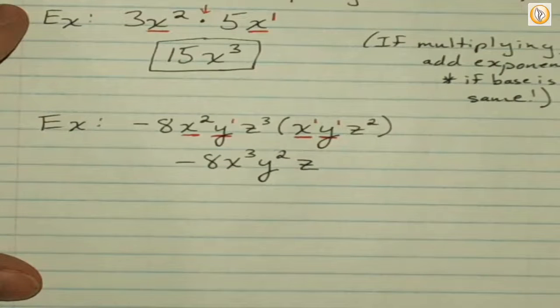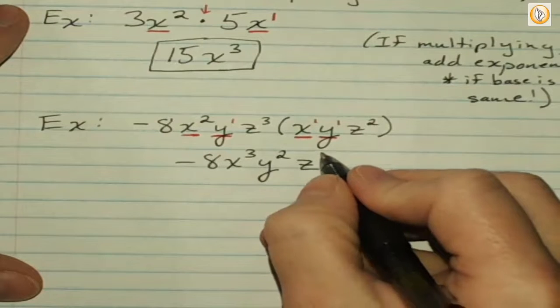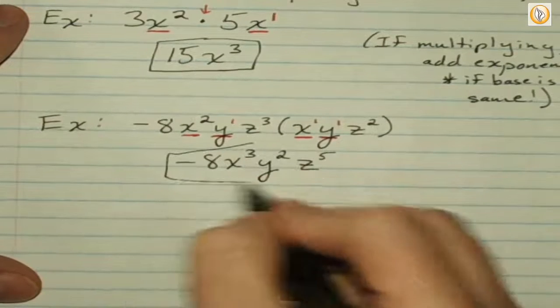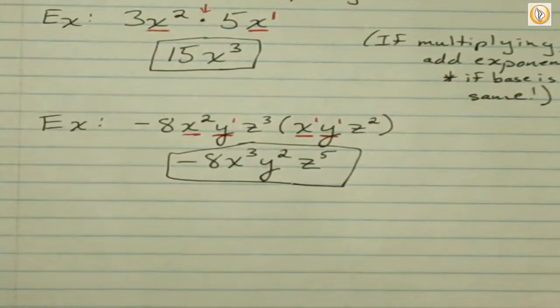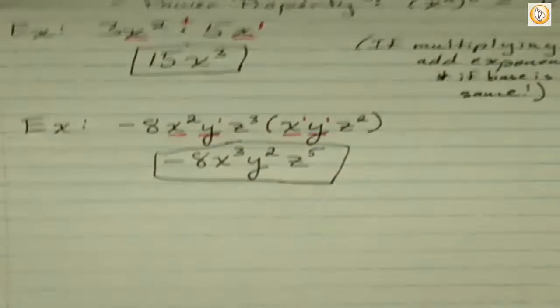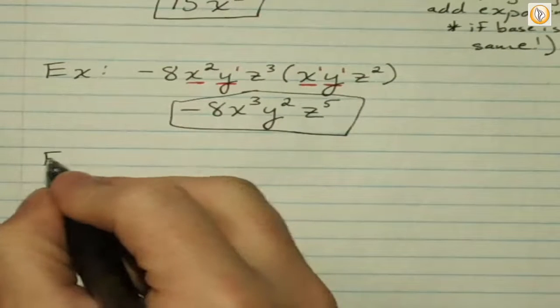Let's see, Aiden. And it would be z to the what power? 5. There's my answer. It looks uglier than it is. Any questions? None so far? Okay, so all you're doing is multiplying, kind of combining like terms sort of thing. Let's do another.